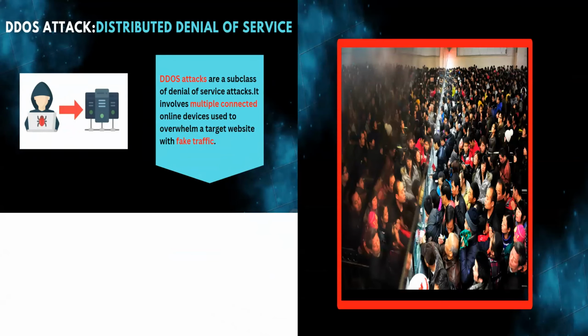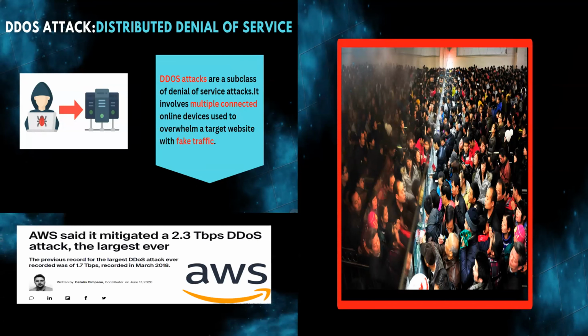Another attack is the DDoS attack. You can see the picture here. Many people are standing near to get a railway ticket. You can clearly see one person cannot handle this entire crowd. This technique is used by the DDoS attacker. He continuously sends many messages to a single server and attacks the system. The largest attack ever happened is the Amazon Web Services attack.